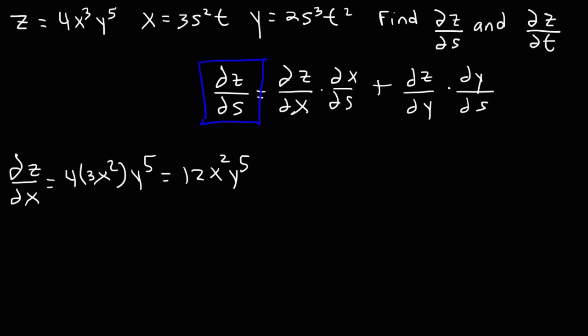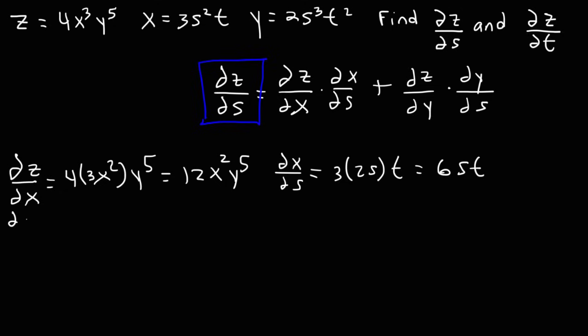Now, let's find the next one. The derivative of x with respect to s. So we're using this. t, we're going to treat that as a constant. So all we need to do is take the derivative of s squared, which is 2s. And so this is going to be 6st.